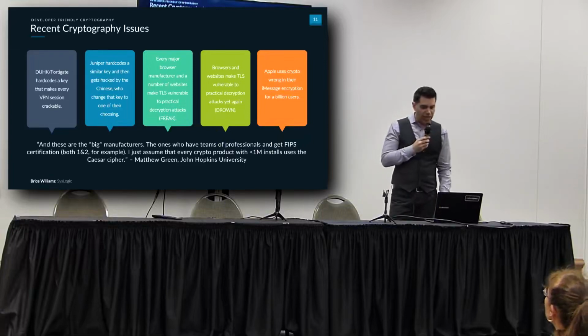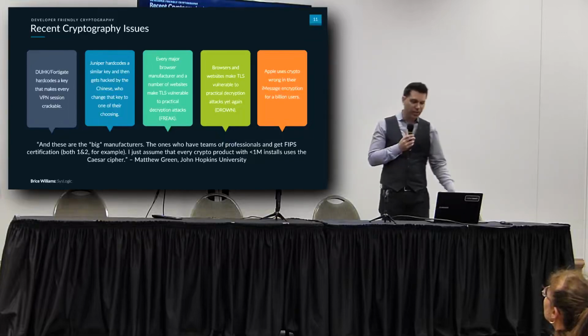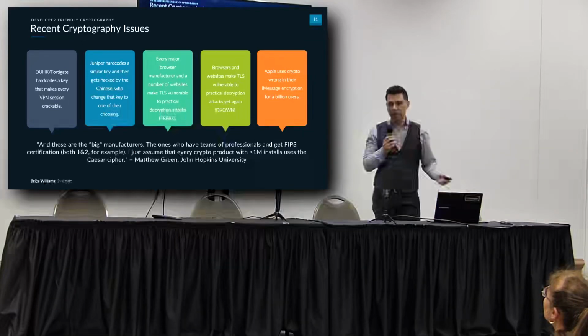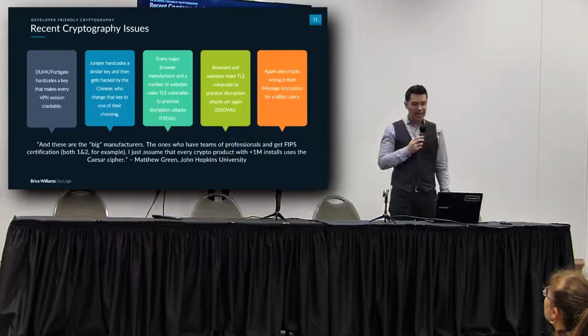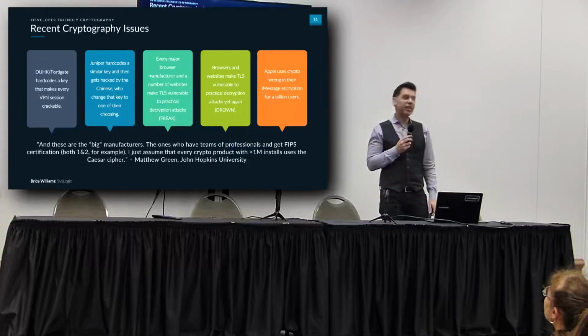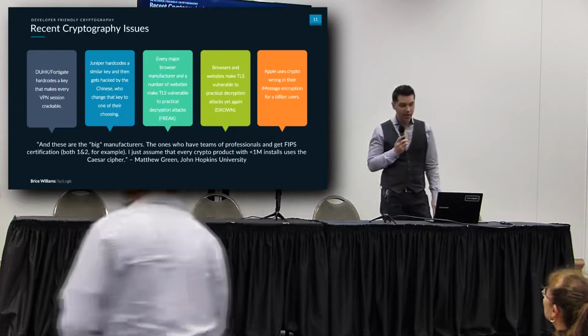So what did he highlight here? Fortinet FortiGate hardcodes a key that makes every VPN session crackable. You might remember that scenario. These issues came out in the press in the past two or three years. Pretty big deal. All related to cryptography-based mistakes. Next one, Juniper hardcodes a similar key and then gets hacked by the Chinese, who changed that key to one of their own choosing. That obviously was a big deal.